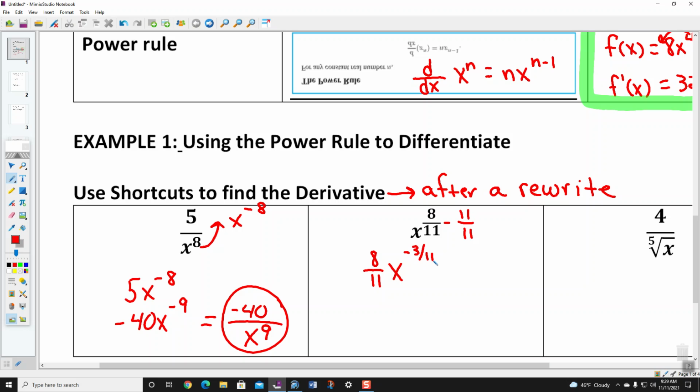Okay? Now in proper form, kids, 8/11ths x to the negative 3/11ths. Here's what I would tell you. If that x is a negative exponent, I would move that to the bottom to make it a positive exponent. So you could probably call this 8 over 11x to the 3/11th power here by power rule.